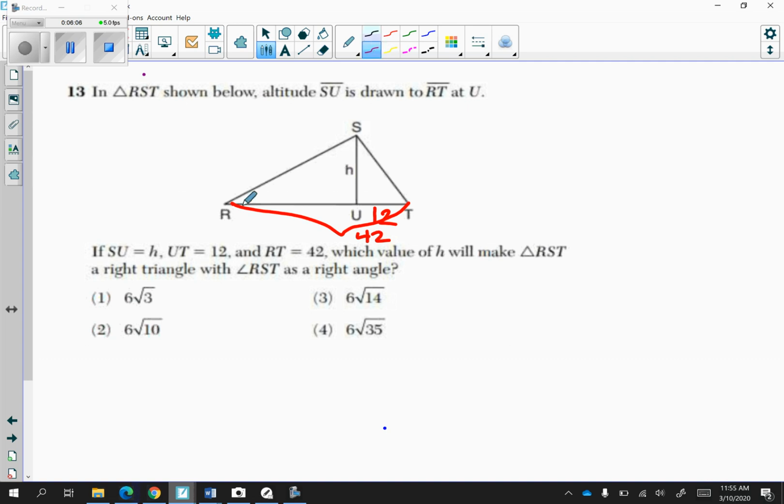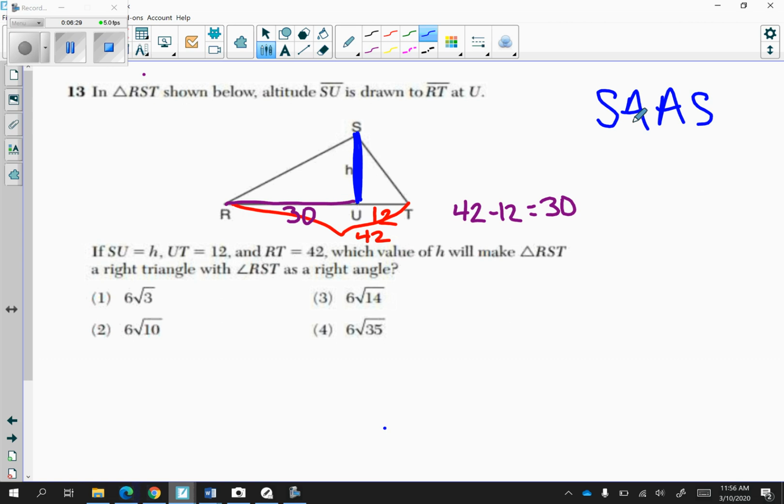Now notice, I do not have RU. I only have UT and the whole bottom RT. So to find RU, I just have to subtract 42 minus 12 to give me 30. So RU is 30. Also notice that H is on the hypotenuse. So if I have a variable at the hypotenuse, I have to use SAS. Side over altitude is equal to altitude over side.